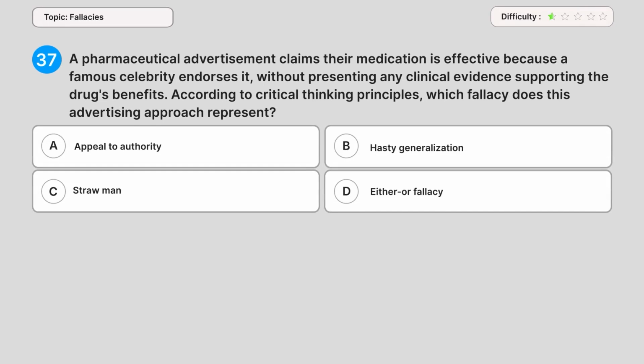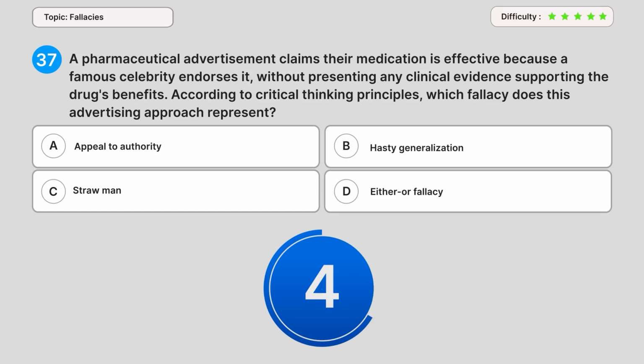37. A pharmaceutical advertisement claims their medication is effective because a famous celebrity endorses it without presenting any clinical evidence supporting the drug's benefits. According to critical thinking principles, which fallacy does this advertising approach represent? A. Appeal to authority. B. Hasty generalization. C. Straw man. D. Either or fallacy. Can you guess the answer?